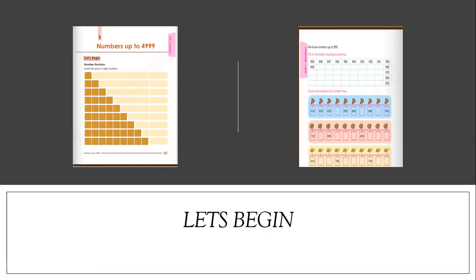1, 0, 0 makes 100. Do you know how to write 200? 2, 0, 0 makes 200. Do you know how to make 300? 3, 0, 0. 400? 4, 0, 0. 500? 5, 0, 0. 600? 6, 0, 0. 700? Yes. So like that, 7, 0, 0. So we have known the hundreds.